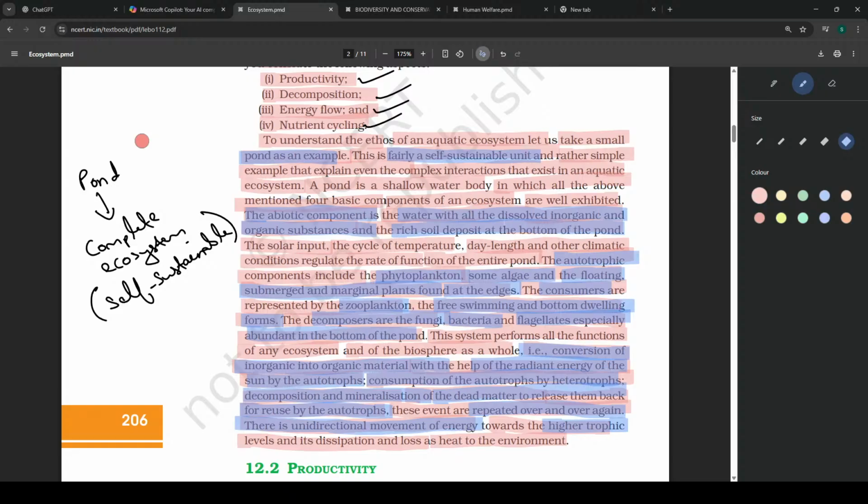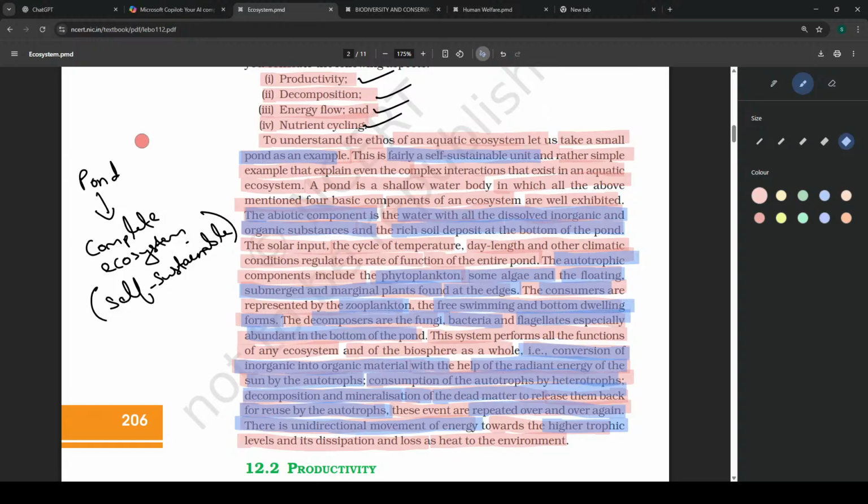This system of a pond performs all the functions of an ecosystem. What is the function of an ecosystem? Conversion of inorganic into organic material with the help of radiant energy of the sun, that is done by autotrophs in the form of photosynthesis, and consumption of autotrophs by heterotrophs for food, and decomposition and mineralization of the dead matter to release them back for the use of autotrophs.